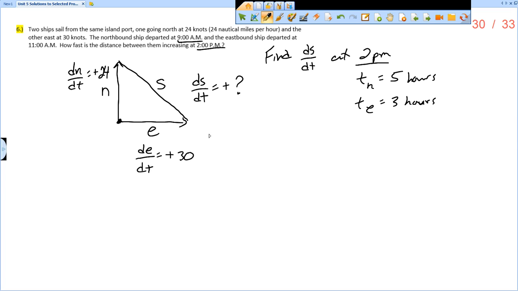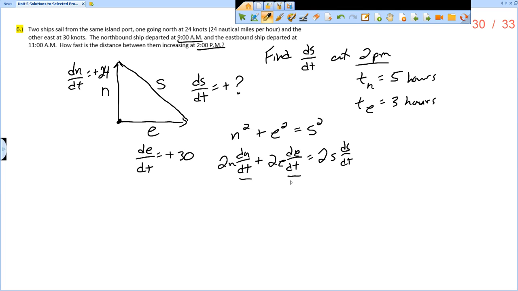Now, how are the variables related? Well, this is a Pythagorean theorem question. So N squared plus E squared equals S squared. Now, all of them are changing, so they all have the variables here. And so now we want to take the derivative. So 2N dN/dt plus 2E dE/dt equals 2S dS/dt. Now we want to plug in known quantities. Now, what do we know? Well, we know dN/dt and dE/dt, but we don't know N, E, or S. And then we want to solve for dS/dt. So how do I find N, E, and S?